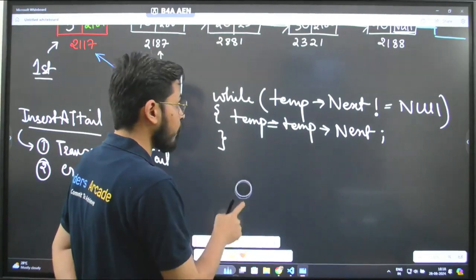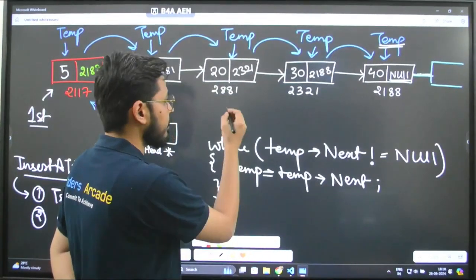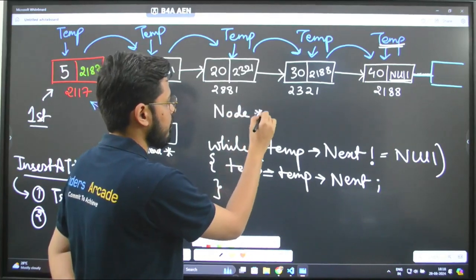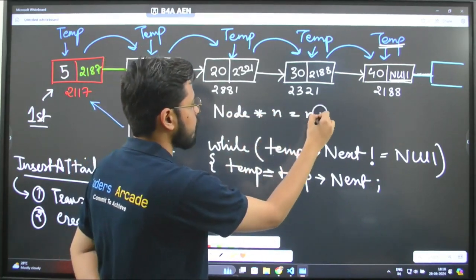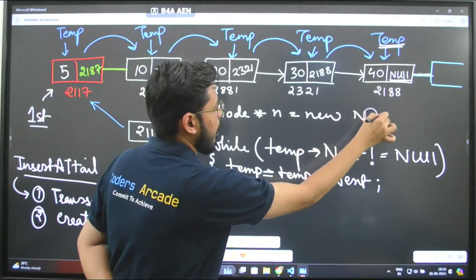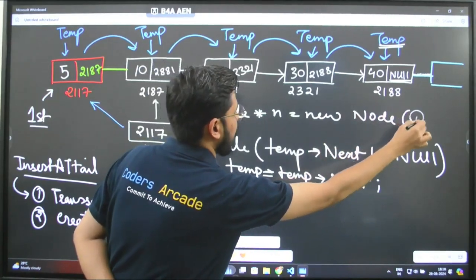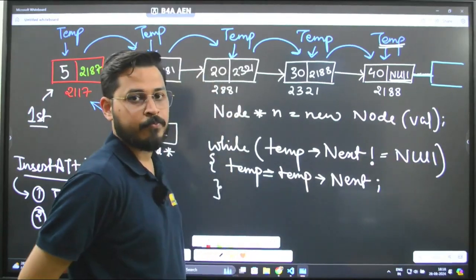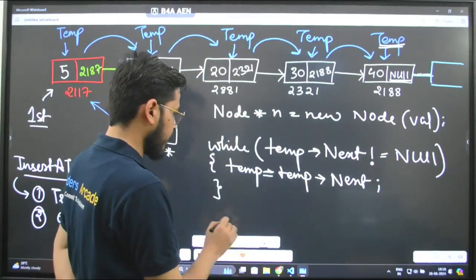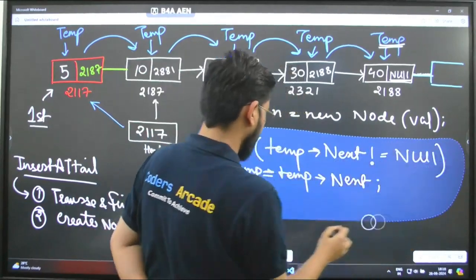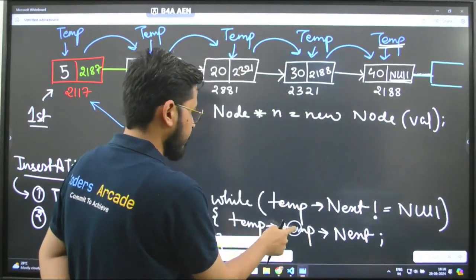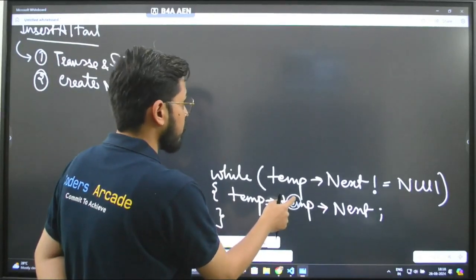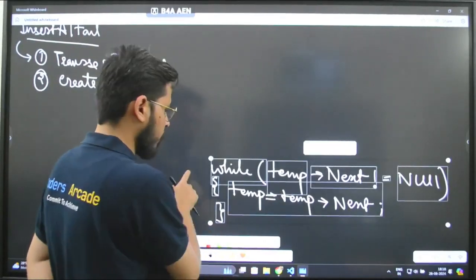When this happened, if I have created the node before, first I will create the node. So node star n is equals to new node and give the value, correct? I am going to shift this code a little bit downwards so that I have some space to write more stuff, right over here.